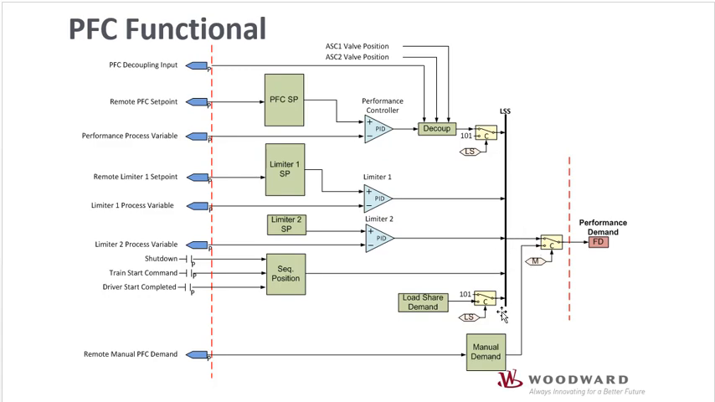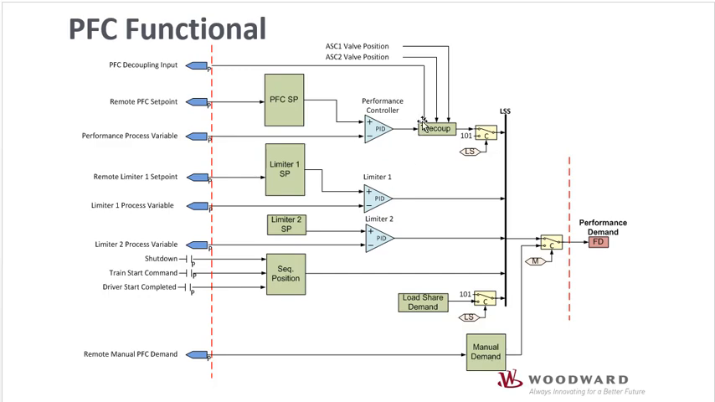Now, a part of performance is the load sharing logic, but really we treat this as a separate control module. However, the demand from the load share PID is sent to the performance LSS, and when load sharing is enabled, it is switched onto this LSS and the performance controller is switched off. But this allows the two limiters to remain enabled on the load share PID so that you still have those protections active while in load sharing.